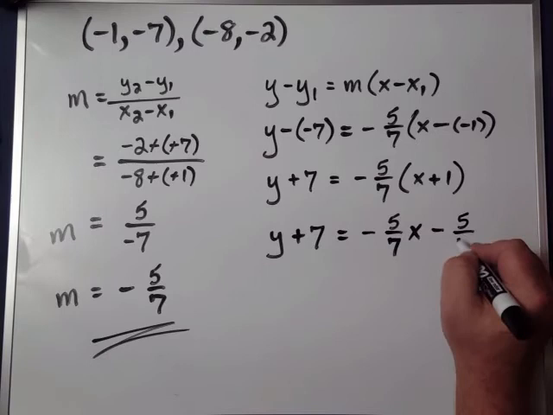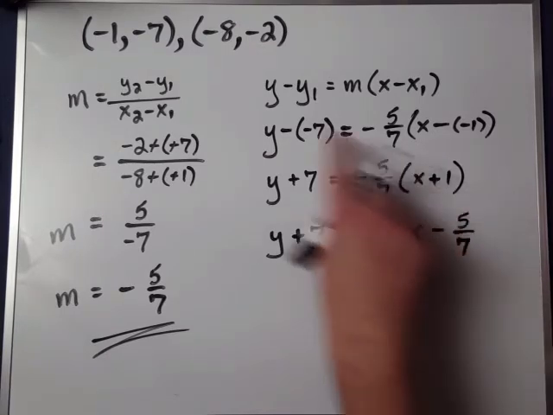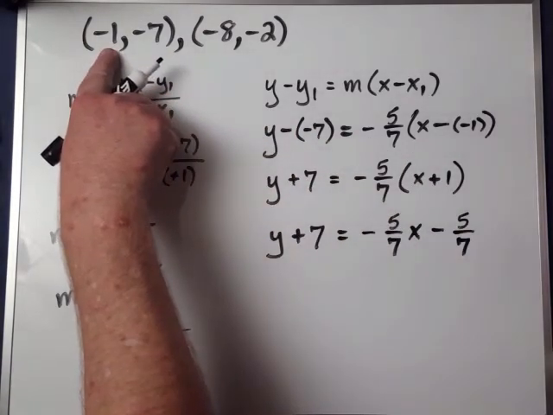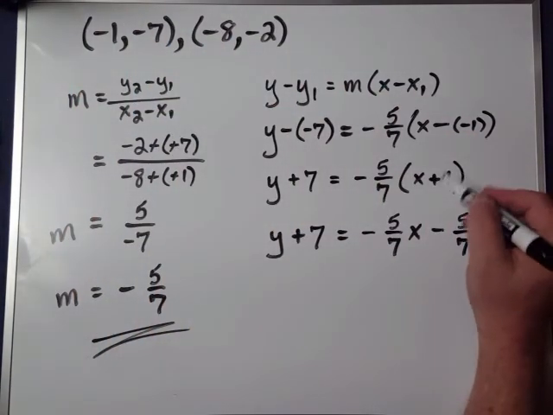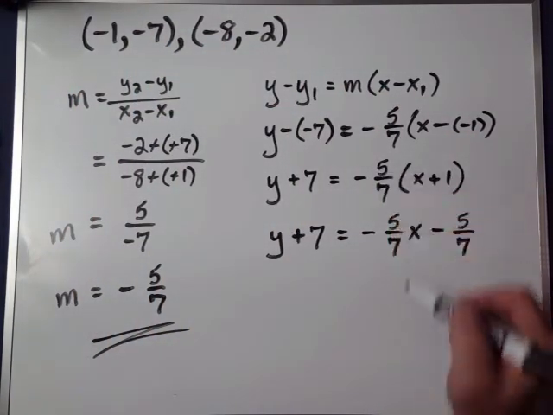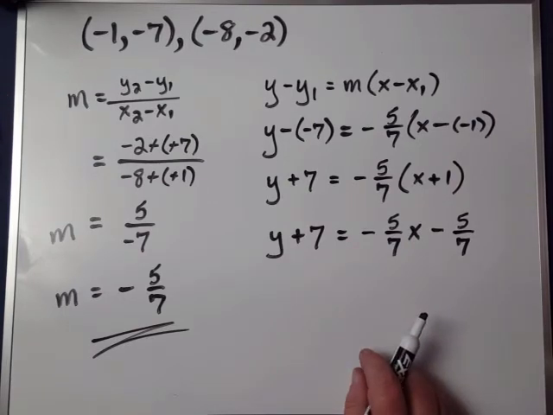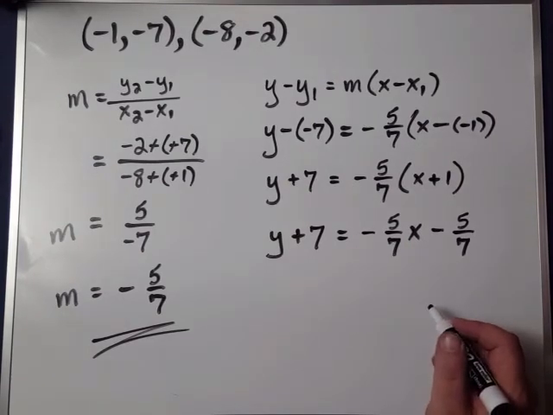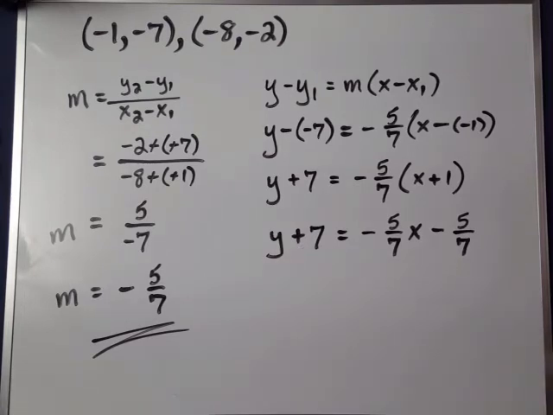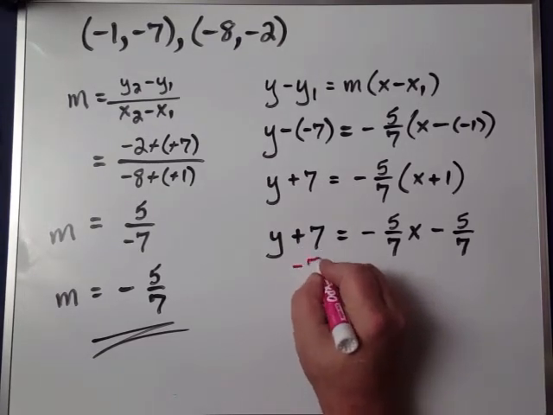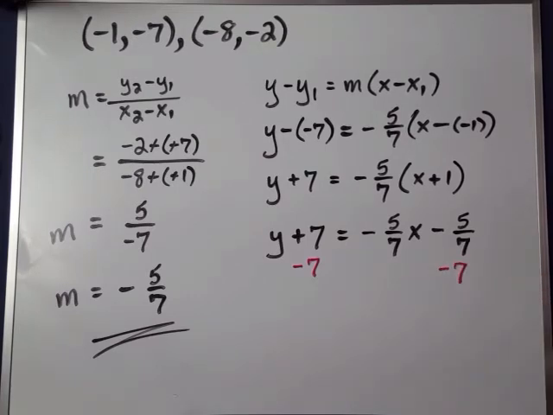Watch your signs. I guess this did turn out to be a better choice that I chose the -1, -7. Otherwise, I would have had an 8 sitting right here to multiply times that -5/7. So I got lucky this time. Subtract 7 from both sides. We're trying to get y by itself to be in slope-intercept form.